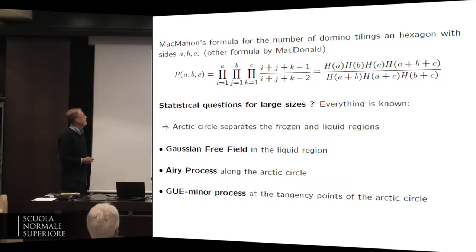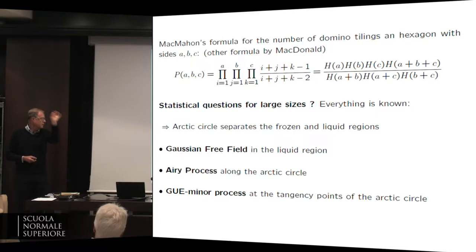Again, just statistical questions, what happens for large sizes? Well, as I mentioned, as you saw visually, there's an Arctic Circle which separates the frozen and the liquid region. In the liquid region, there's a Gaussian free field. There's an Airy process along the Arctic Circle. And then there's this Dyson minor process at the tangency points of the Arctic Circle.